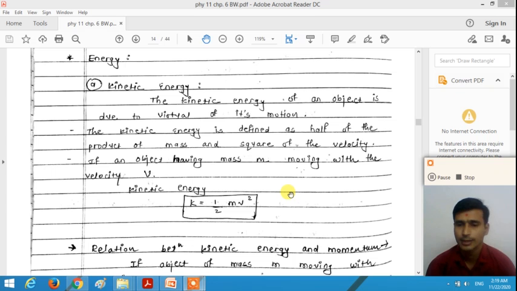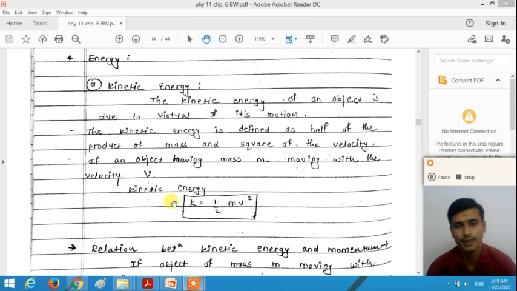Dear student, here the kinetic energy is a scalar quantity, right? So kinetic energy is a scalar quantity and the unit of the kinetic energy is joule, right? Other, larger units are kilojoule and megajoule. Electron volt is also a unit of energy that we will see later on, right?